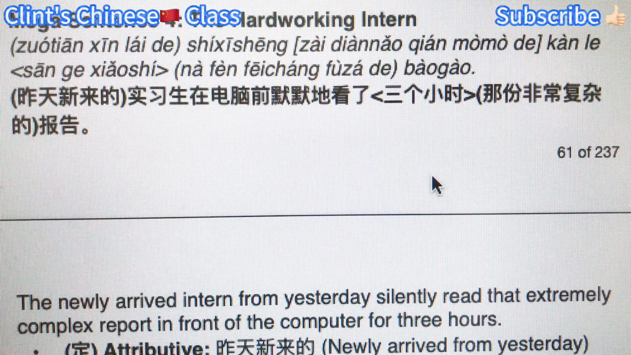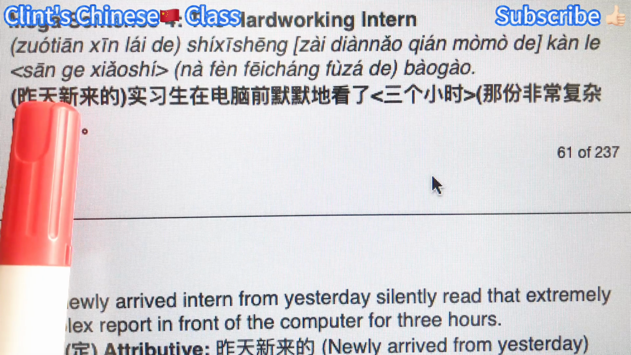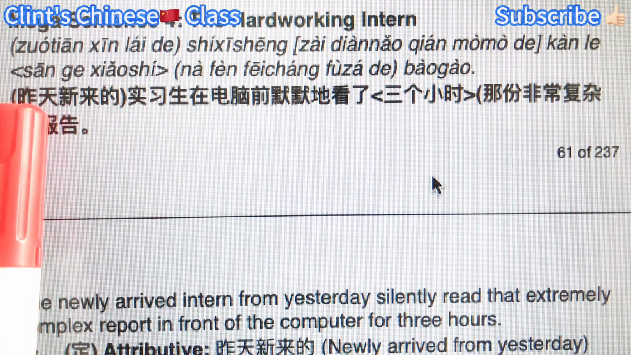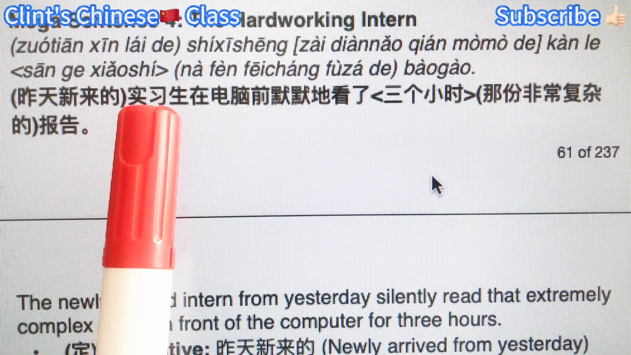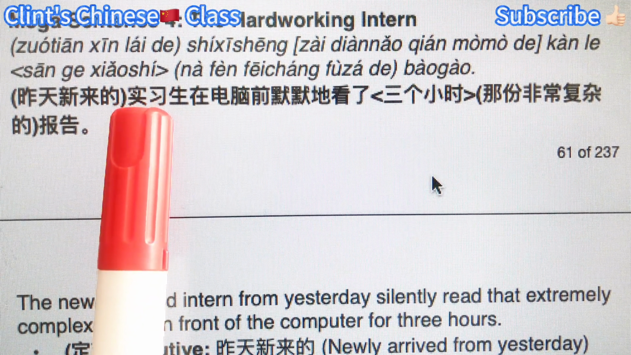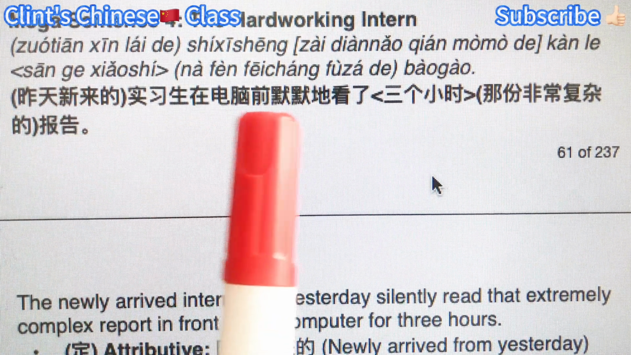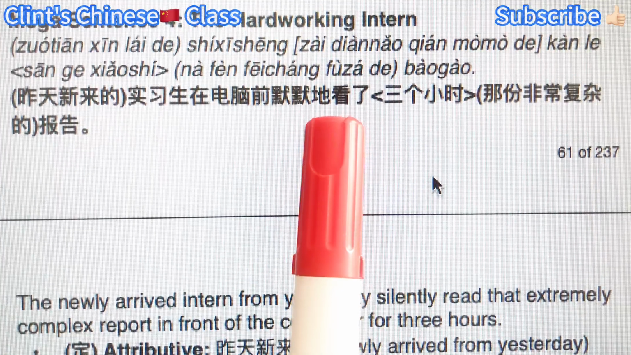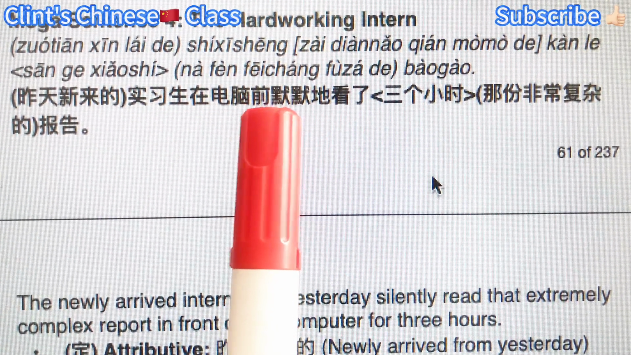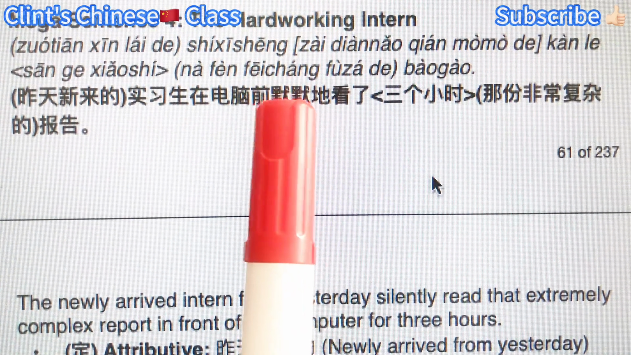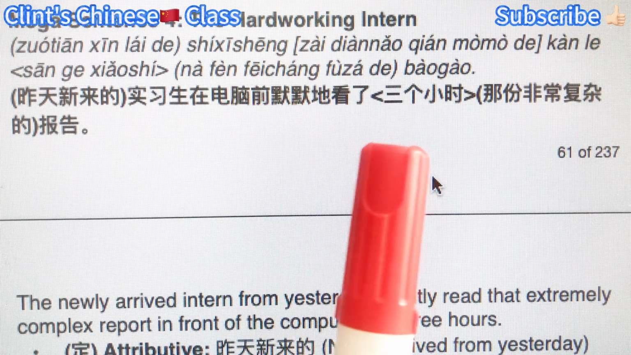Basic structure, right? After that, you can use the adjective phrase to modify the subject, right? 昨天新来的, yesterday newly come, right? Or the intern that came yesterday. They newly came yesterday. Okay, now modify the verb read. 在电脑前, in front of a computer, 默默的, silently. So two adverbs form this adverbial.